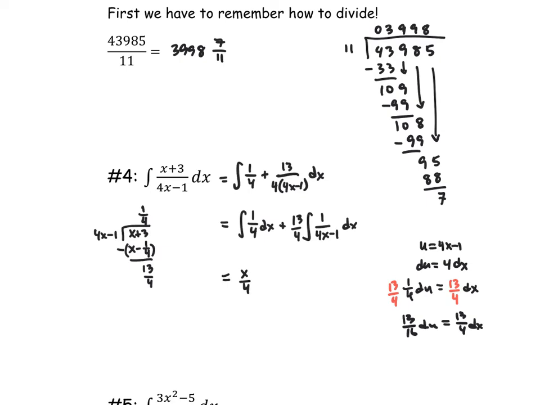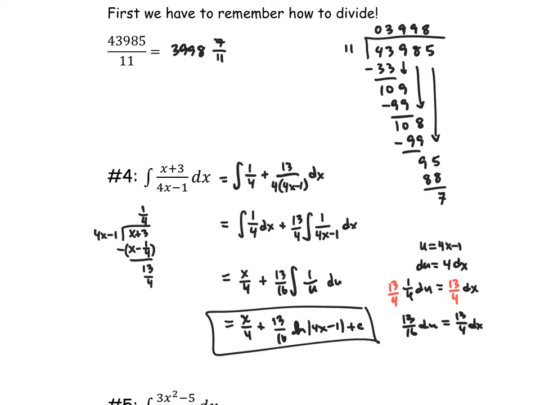Okay, so I'm going to write plus 13/16 du, right? That replaces 13/4 dx, and then I'd put 1 over u. Therefore, our integral, this is kind of a complex situation, but it worked out. 13/16 times the natural log of u, which was 4x minus 1, plus c. Okay, so using long division, I've got that as my answer.